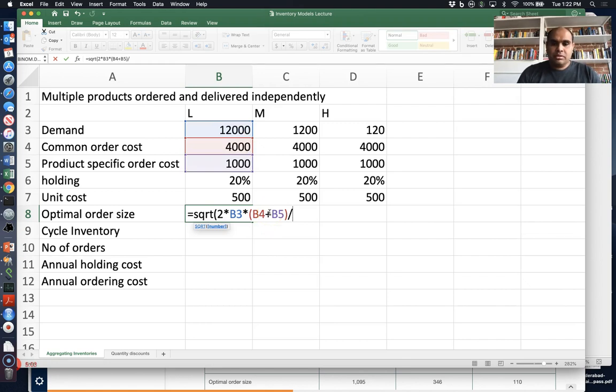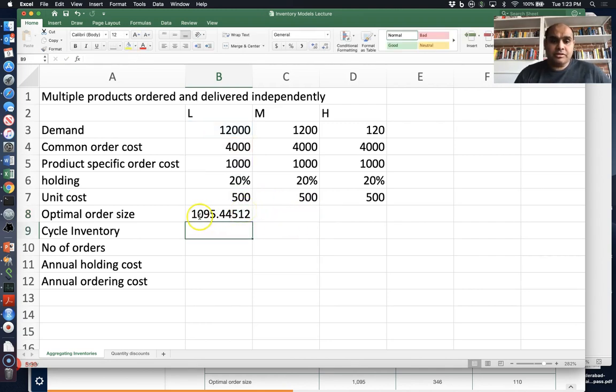over the total holding cost, which is little h, this in parenthesis, little h times c. Probably don't have to put it in parenthesis, but anyway. So it's 2 times D times S over H, capital H, which is little h times c. So that's the optimal order size, and that is 1095.